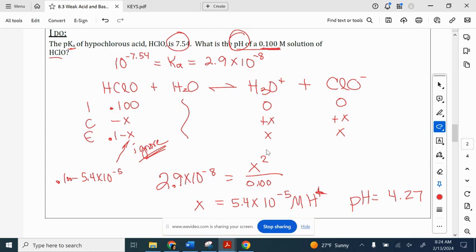So that's like a 5% rule. If you take the 5.4 times 10 to the minus 5 and divide it by the 0.1, which is the initial value here, this is your Ka, you're going to end up with times 100, 0.054%. That is less than 5%. So then ignore it. If it's equal to or greater than 5%, then you wouldn't ignore it.